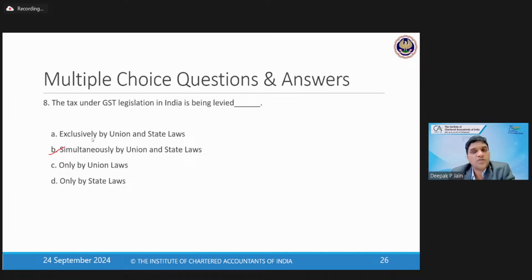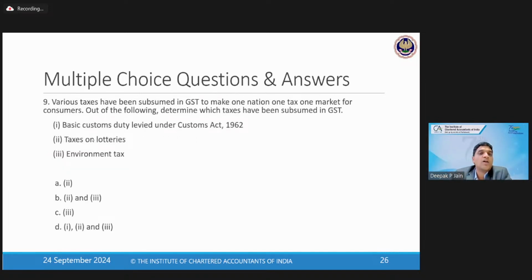Various taxes have been subsumed under GST to make one nation, one tax, one market for consumers. Determine which taxes have been subsumed under GST. So basic customs duty, taxes on lotteries, environment tax. So options are there below. Is it just taxes on lotteries? Is it taxes on lotteries and environment tax? Is it only environment tax, or is it all the taxes? The question is, determine which taxes have been subsumed under GST.